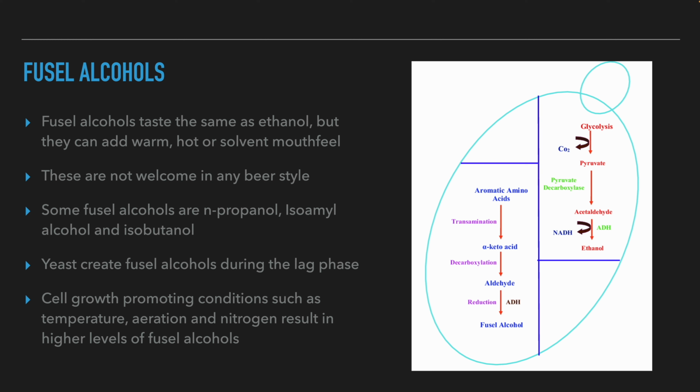The yeast can create such alcohols during the lag phase. Conditions that cause the yeast to develop quickly at this stage, such as high temperature, aeration, and nitrogen, produce more such alcohols. Therefore, once again, it is recommended in the first stage of fermentation to put it at 2 degrees less than the main fermentation.